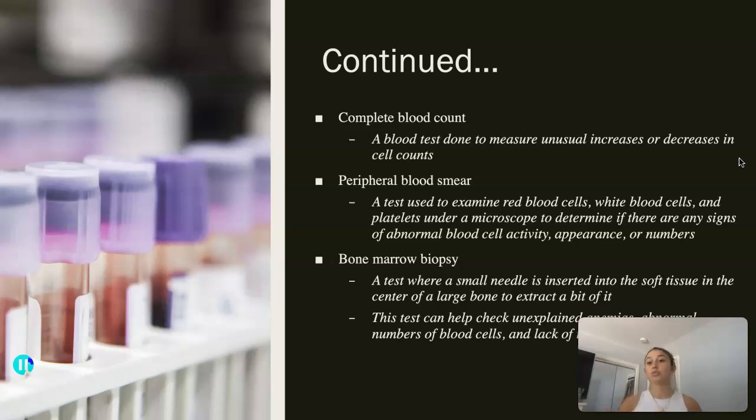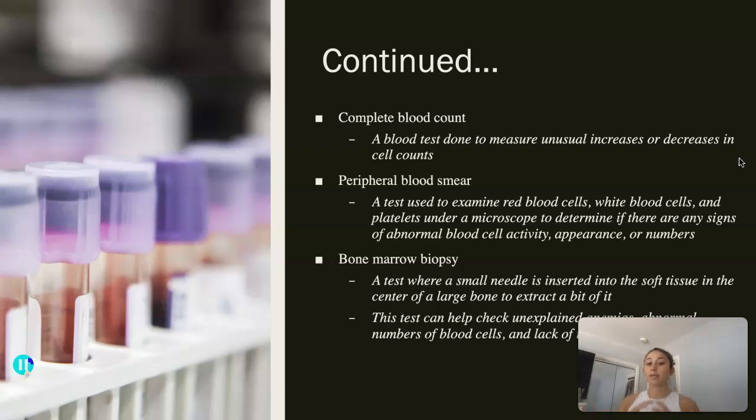So to go over what each test is, a complete blood count is a blood test done to measure unusual increases or decreases in cell counts, such as red blood cells, white blood cells, hemoglobin, which is a big carrier for oxygen, like I mentioned before, hematocrit, which also was mentioned that the patient was dealing with low hematocrit levels, and platelets. Peripheral blood smear is a test used to examine red blood cells, white blood cells, and platelets under a microscope to determine if there are any signs of abnormal blood cell activity, appearance, or numbers. They kind of go hand in hand.